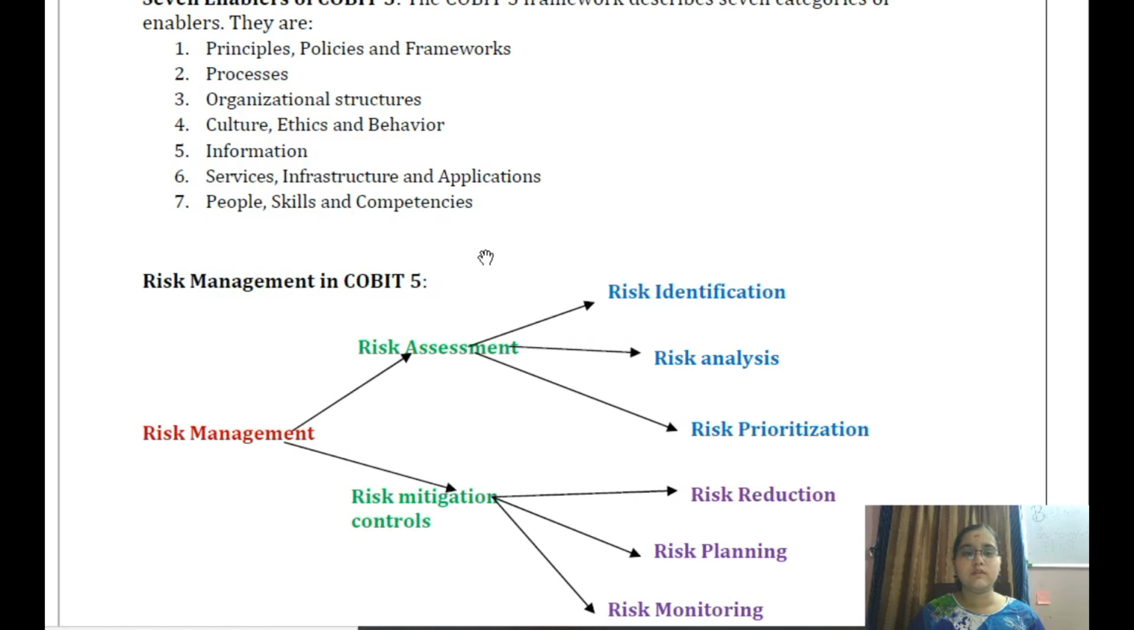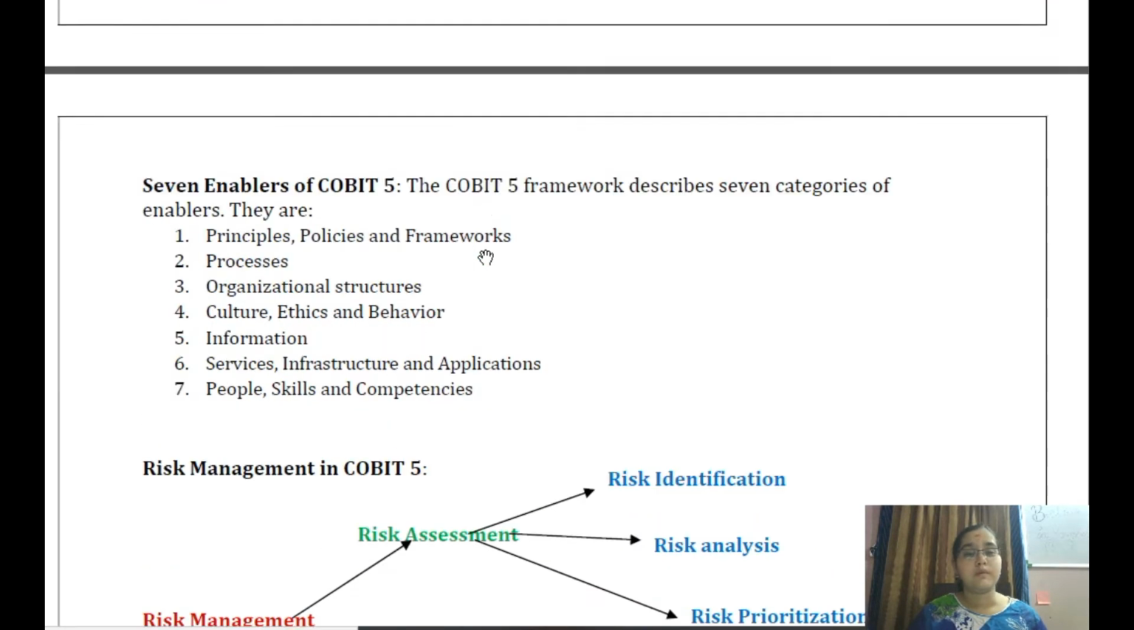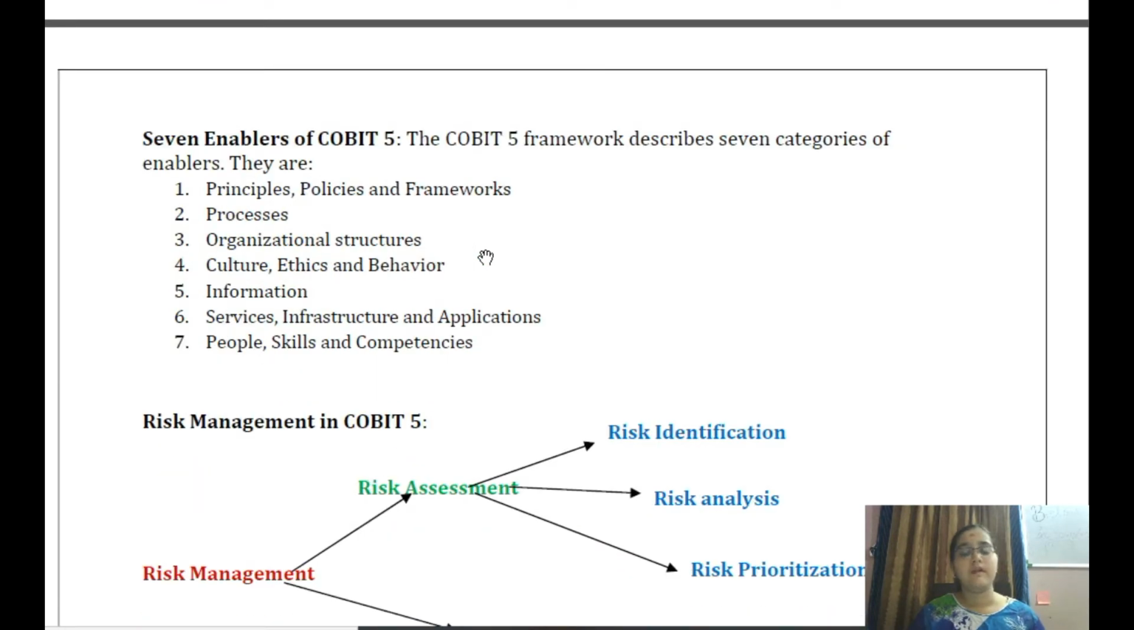Okay, now let's come to one of the important topics of COBIT 5, that is enablers of COBIT 5. There are a total of 7 enablers of COBIT 5. They are principles, policy and framework, process, organization structure, culture ethics and behavior, information, service infrastructure and application, and people skill and competency. You can take the acronym ISCP POP. IS is information and services infrastructure and application, CP is culture ethics and behavior, people skill and competency, then POP.